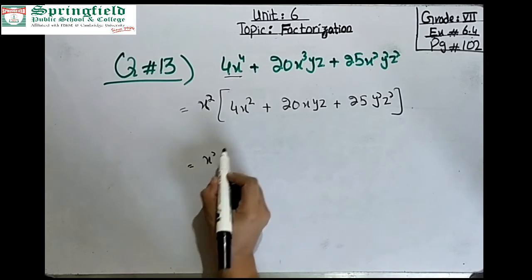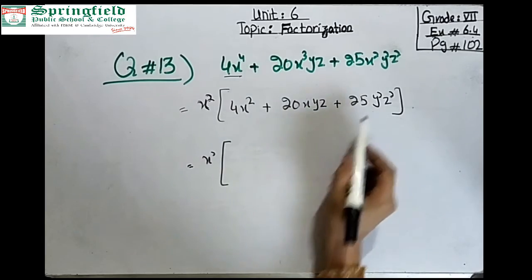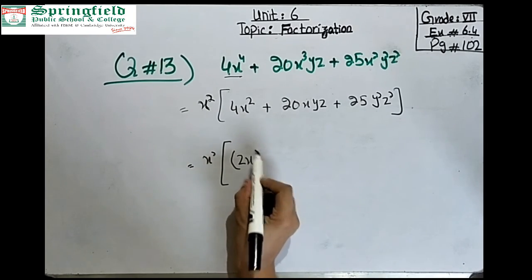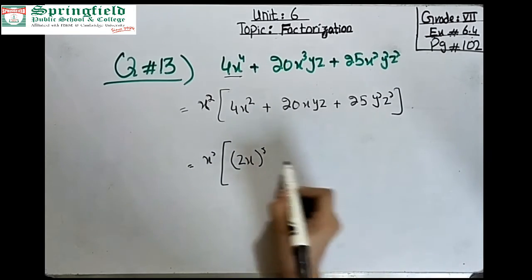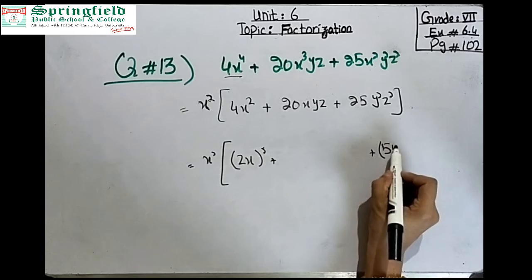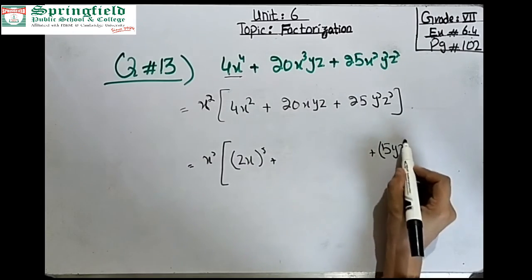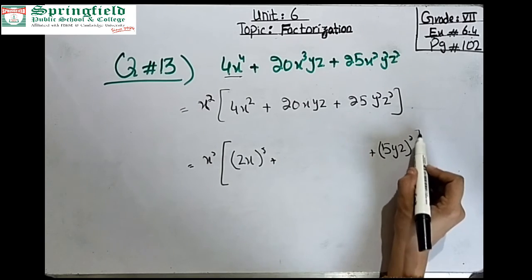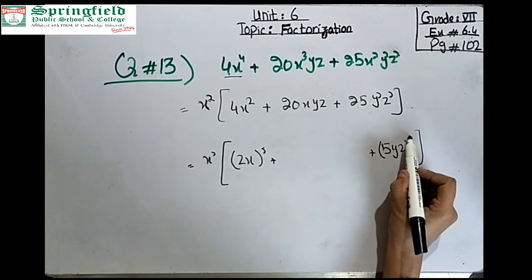Now make the square of these three terms. So 4x to the power 4, 4 is the square of 2, so 2x square. The last term, 25, is the square of 5, so it can be written 5yz whole square, because all the variables y and z also have squares. So we can write it in one square.